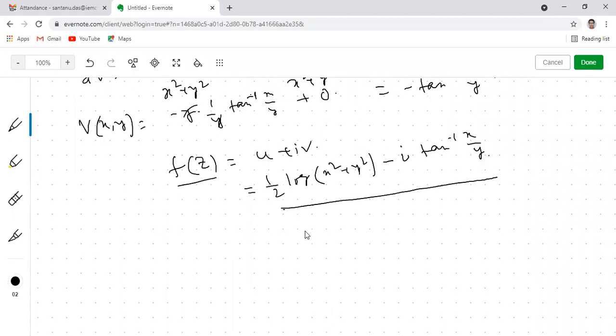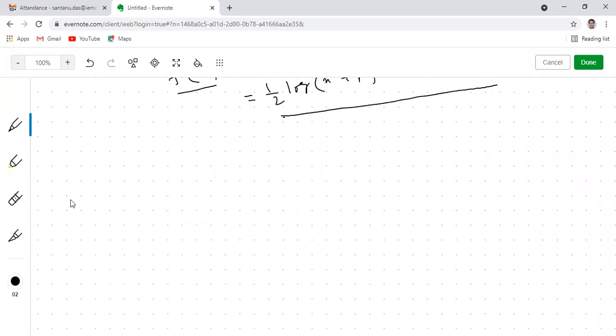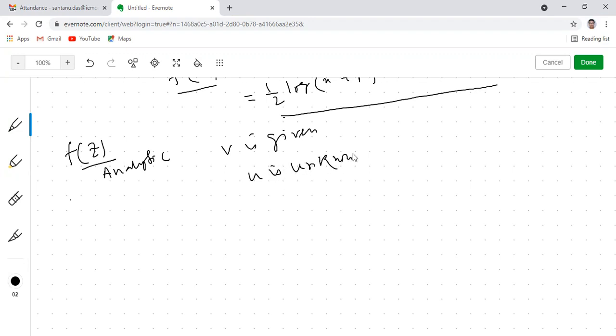So if v is given, let's say, that means you need to frame what to do. Let's say f(z) is given, you need to identify f(z), which is an analytic function. Now v is given, u is unknown. So since u is unknown, we need to find out u. So we need to find out the total derivative of u as du = ∂u/∂x dx + ∂u/∂y dy. Now u is not known to you since v is given. So here you need to replace ∂u/∂x and ∂u/∂y in terms of ∂v/∂x and ∂v/∂y by using the Cauchy-Riemann equation, since the function f(z) is analytic.